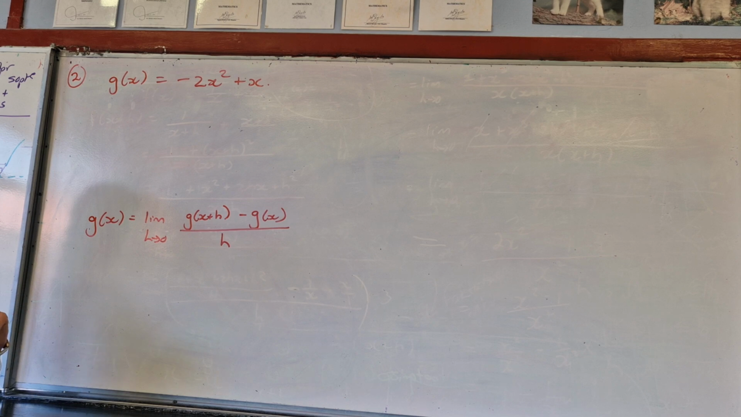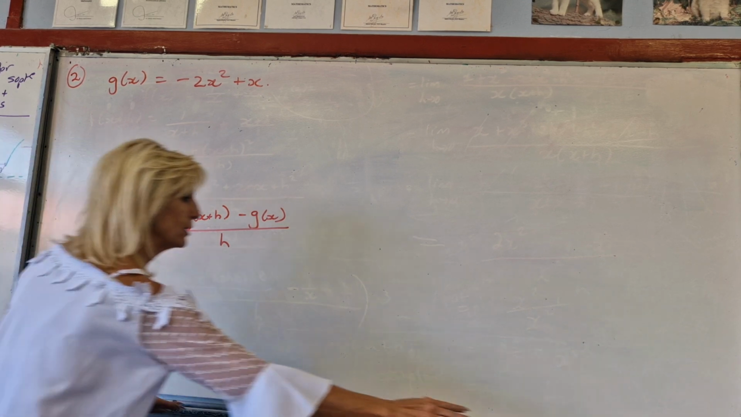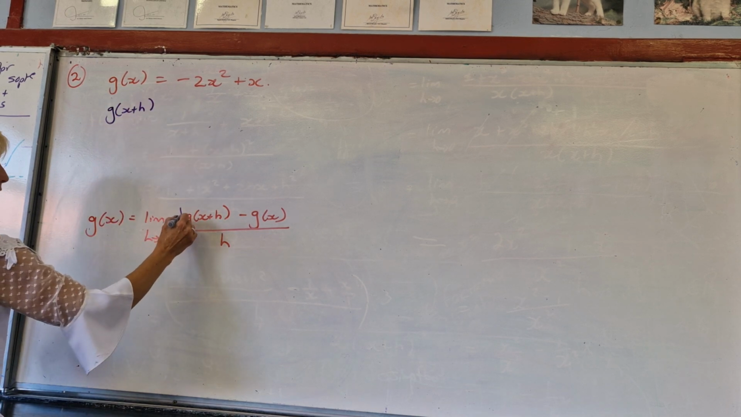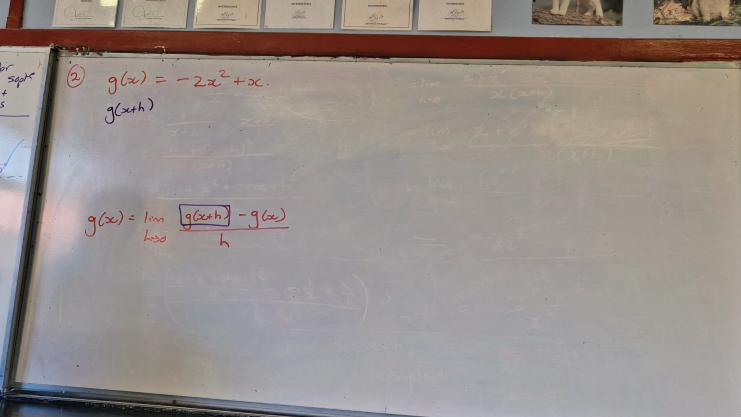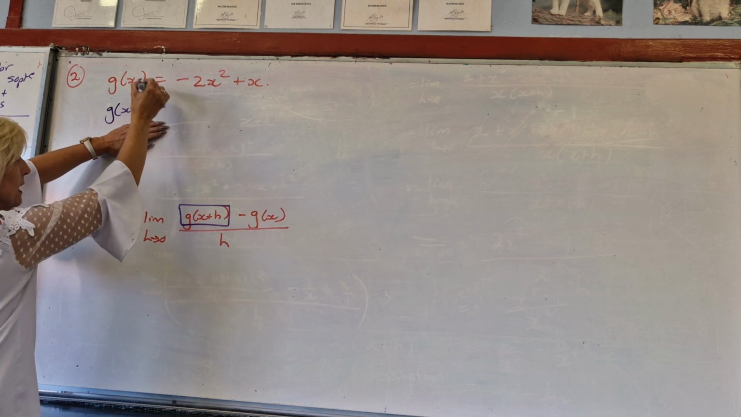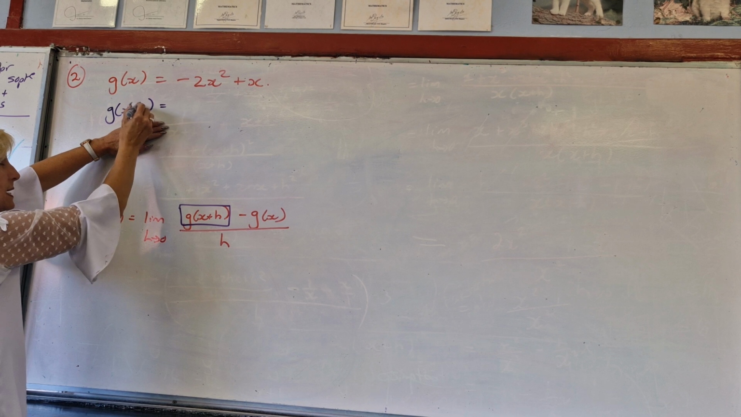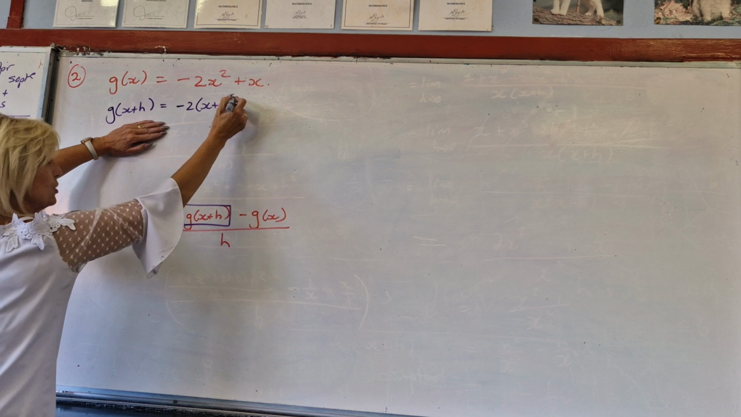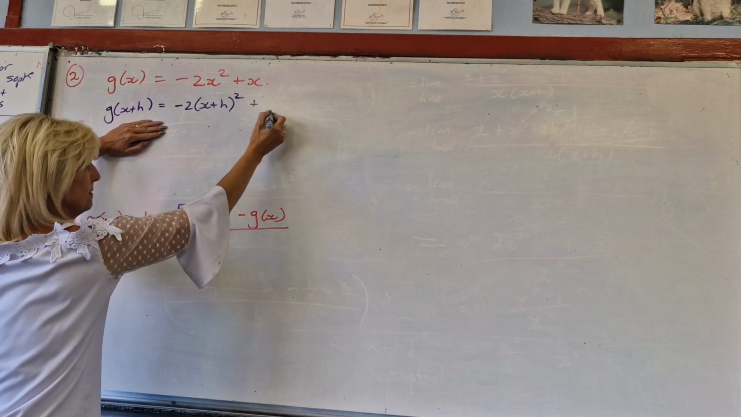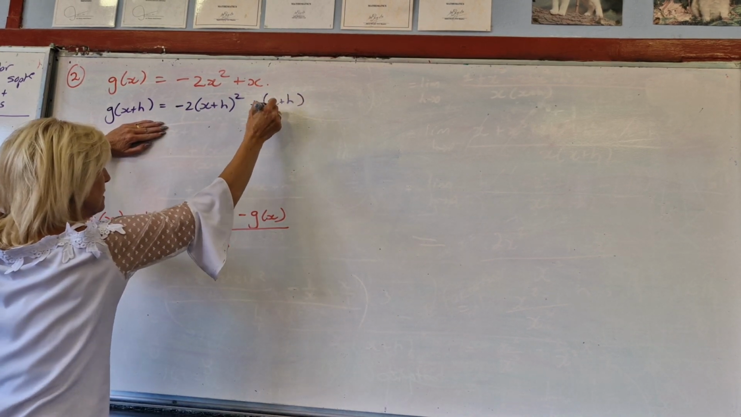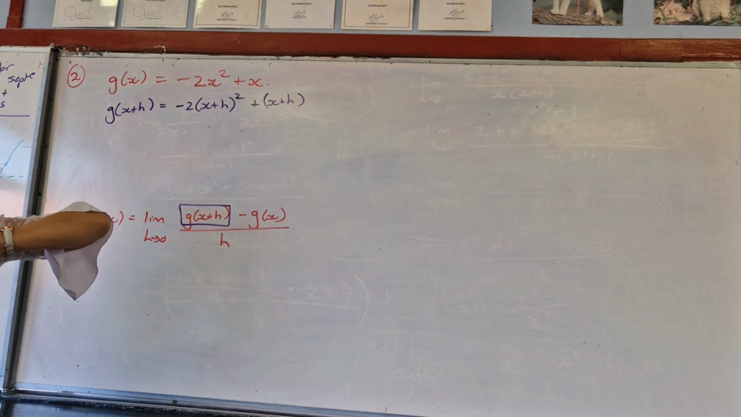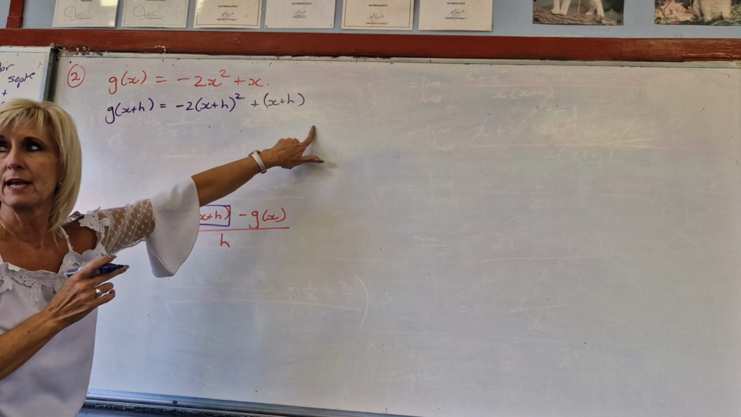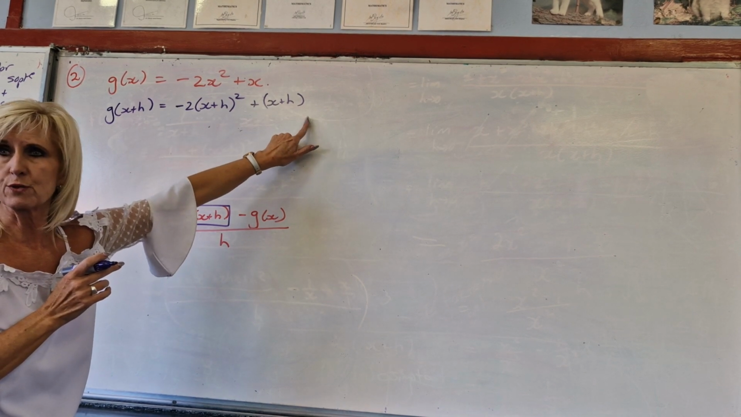f(x), g(x), no problem. But the principle is you go and you do your g(x+h) ahead of time so that you can come and substitute it in there. If you do that, what does it mean? Every x becomes an x plus h. So what is this? Negative 2 times (x+h) squared plus another (x+h), because sometimes you tend to think if you've done it once, it's done. Every single x must have an x plus h. Common error, guys, if you didn't do this one.